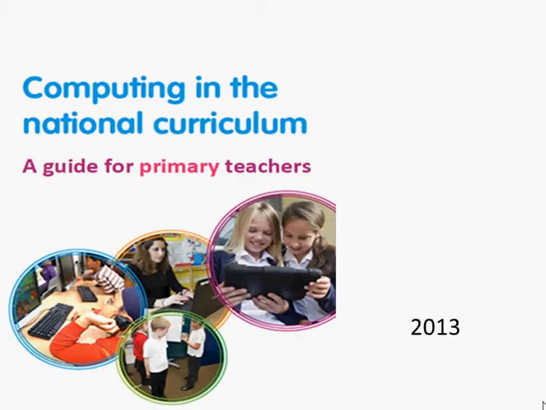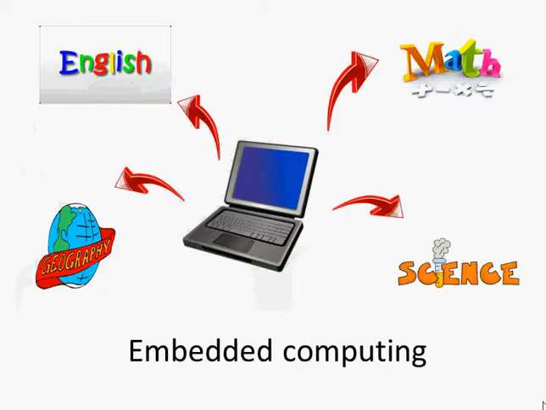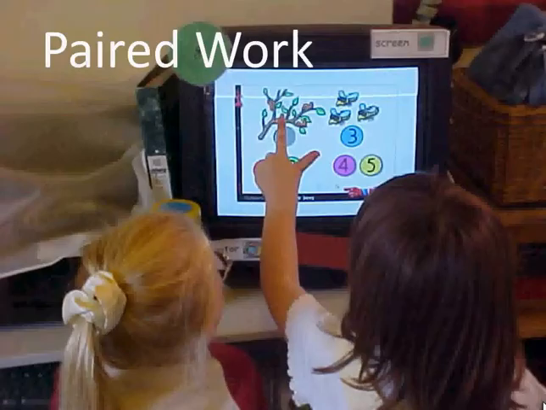In the Computing on the National Curriculum document, written by Miles Berry, he highlighted some of the challenges that we face with assessing computing, such as embedding computers into other subjects, which can make it difficult to separate the attainment. Pupil collaboration can be confusing to assess. How do you know what each child has individually achieved or learned?